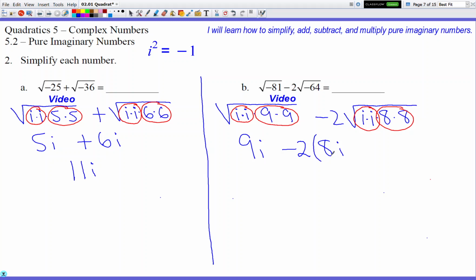And the interaction that happens between the 2 and the 8i is multiplication. Yeah, so when the 8i jumps outside, it's going to join the negative 2 via multiplication, and we're going to get 9i minus 16i. Yeah, and these guys are like terms, and when we combine them together, we get negative 7i. And there you go. Okay. All right, moving on.